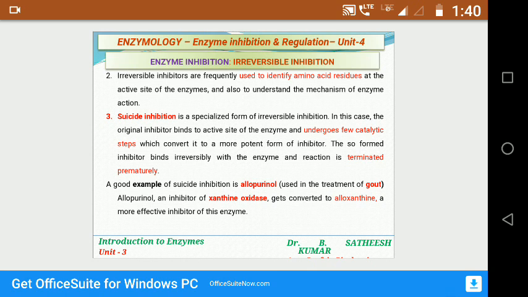And a very important thing is suicide inhibition. This is also one kind of irreversible inhibition, but the important point in suicide inhibition is that these are specialized forms of irreversible inhibitors. In this case, the original inhibitor binds to the active site of the enzyme and undergoes a few catalytic steps which convert it to a more potent form of inhibitor.